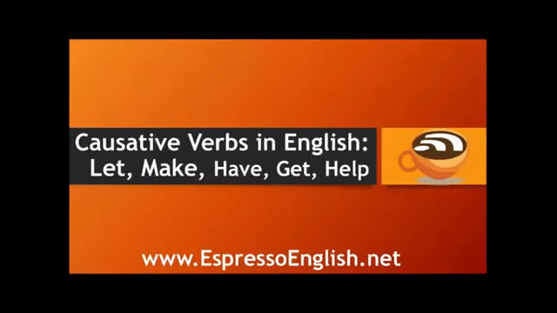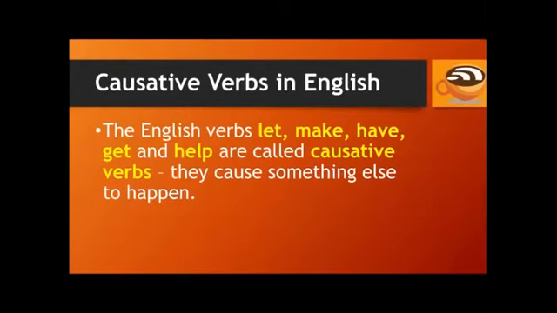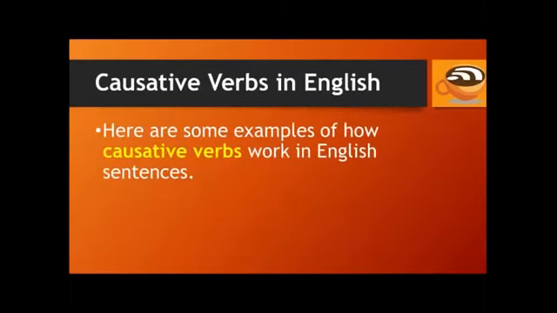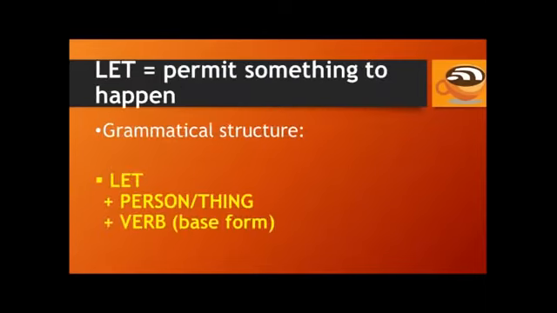Causative verbs in English: let, make, have, get, and help, from espressoenglish.net. The English verbs let, make, have, get, and help are called causative verbs because they cause something else to happen. Here are some examples of how causative verbs work in English sentences. Let's start with the word let. It means to permit something to happen. The grammatical structure is let plus the person or thing plus the base form of the verb. We do not use to with let.